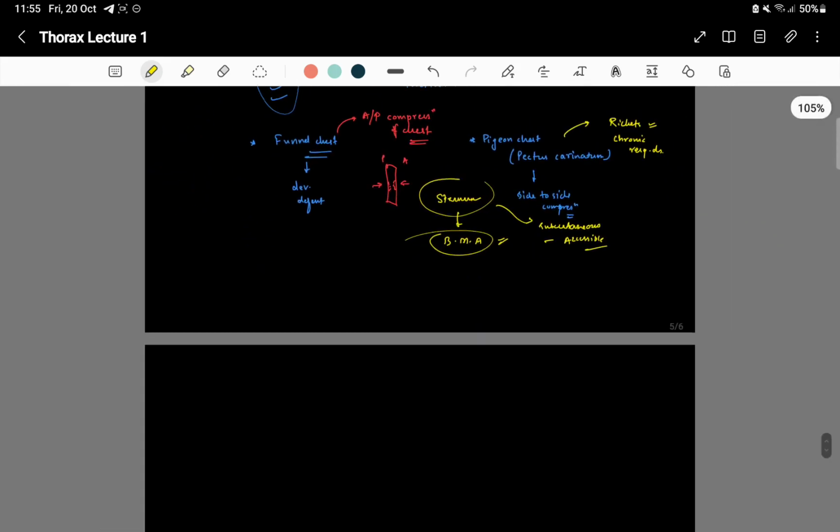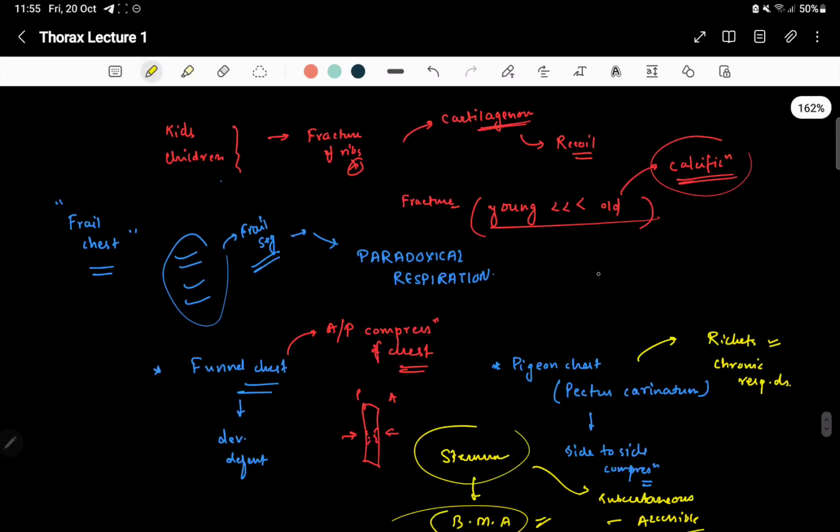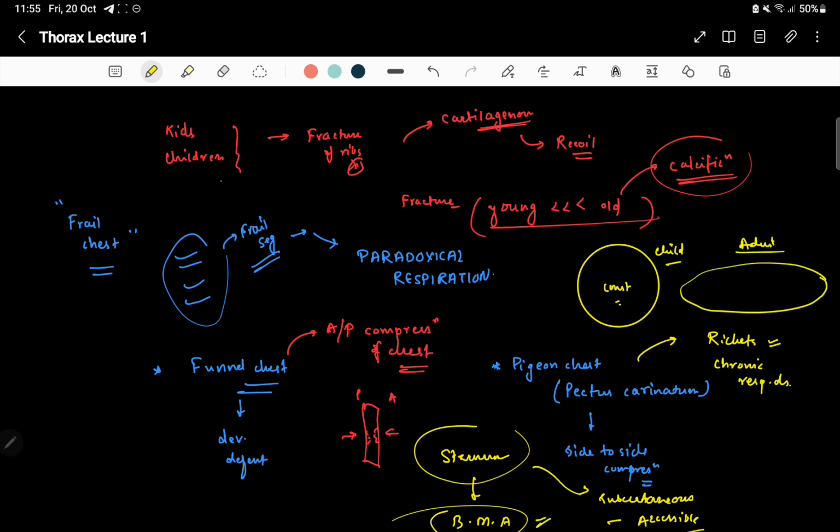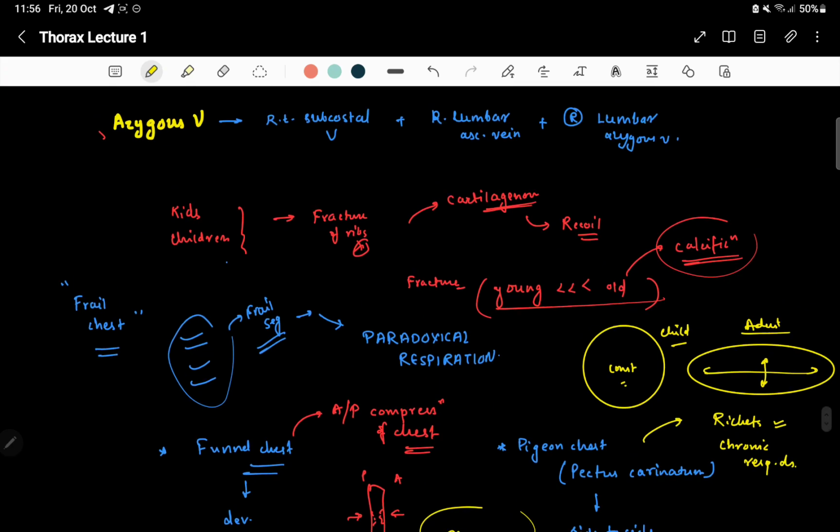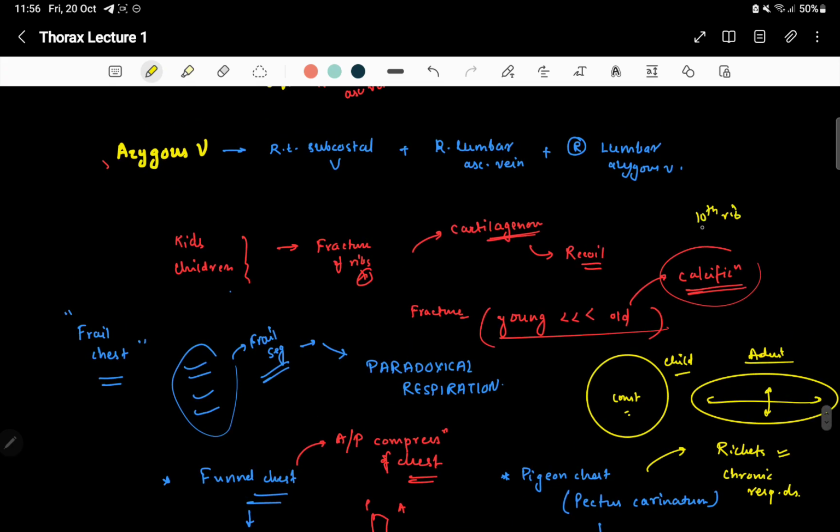Some thoracic shapes are there, like at birth and after 2 years of birth. At the time of birth the thoracic cavity shape is entirely constant, but in adults the diameter increases. This diameter is more than this diameter due to thoracic breathing. The most commonly separated rib is your 10th rib. Okay, understood.